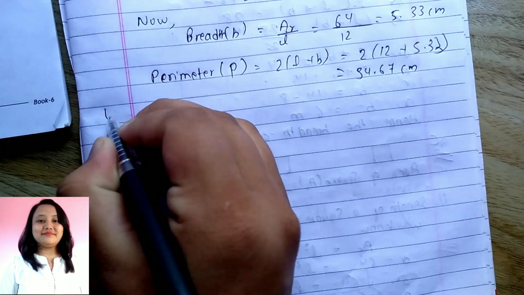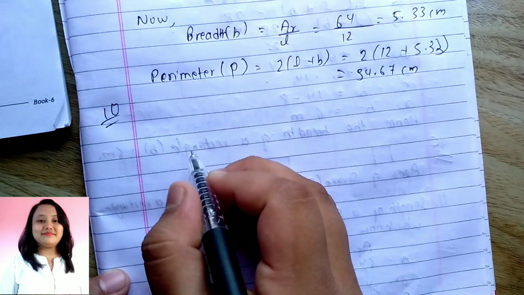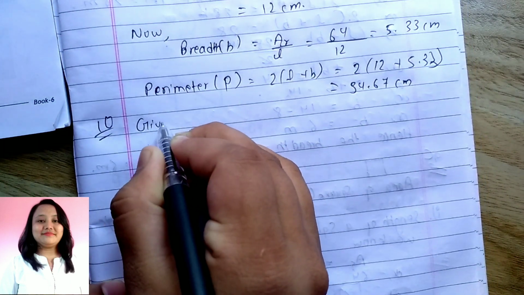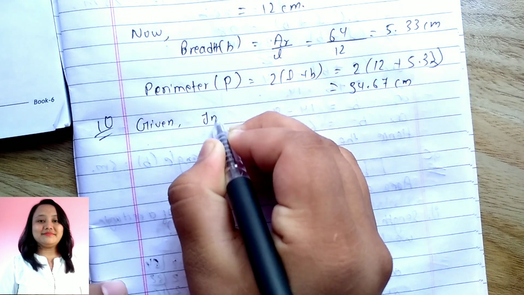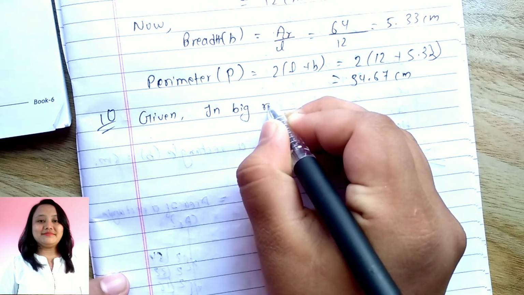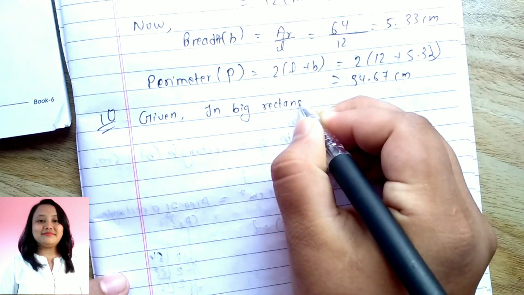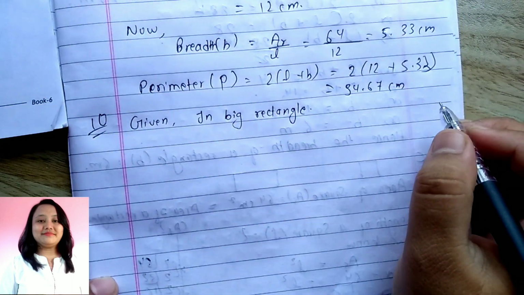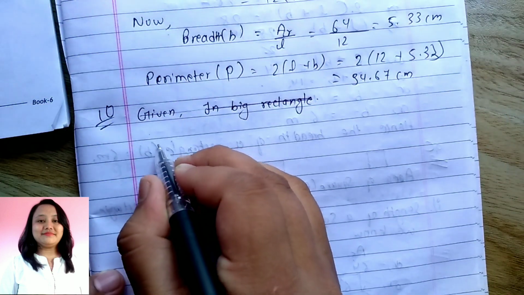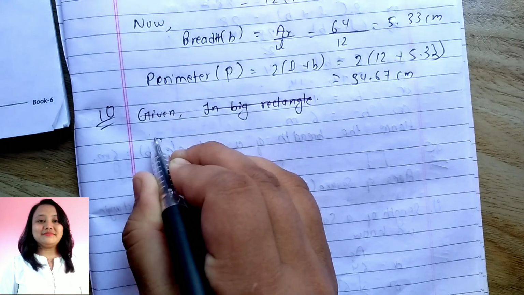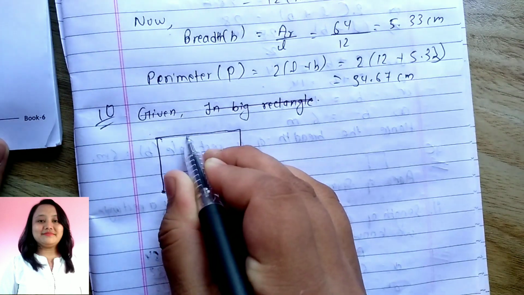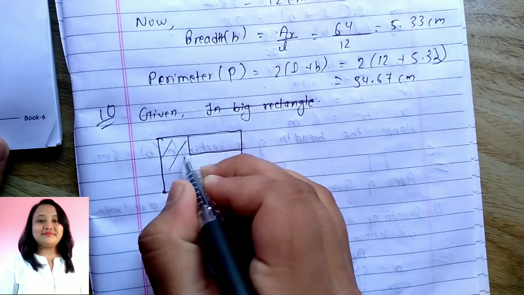Okay, so in 10A, what is given? The big rectangle is given, right? Or we can also do one thing: if this will be hard, then we can suppose and draw the figure on our own, and okay, like this we can draw the figure.